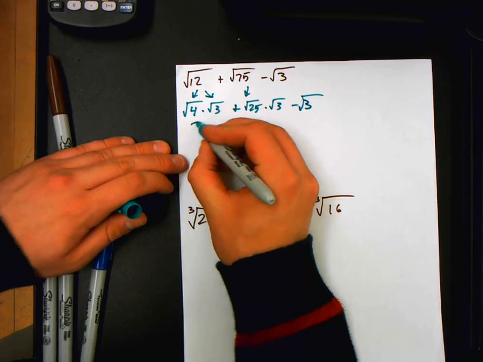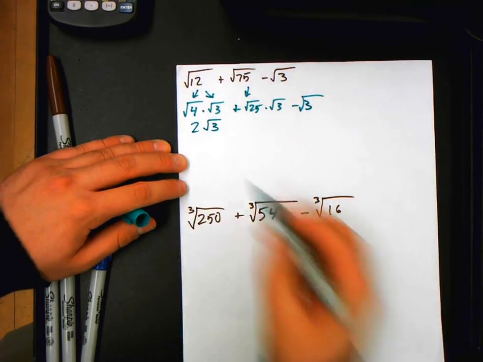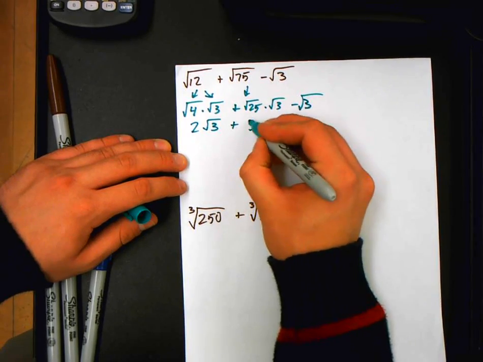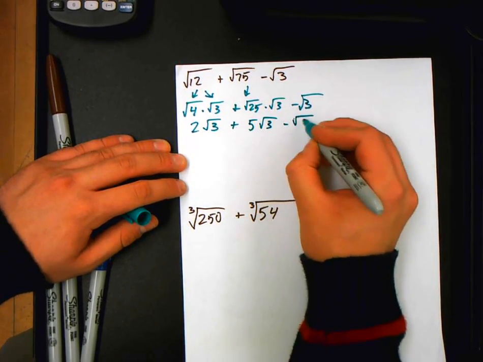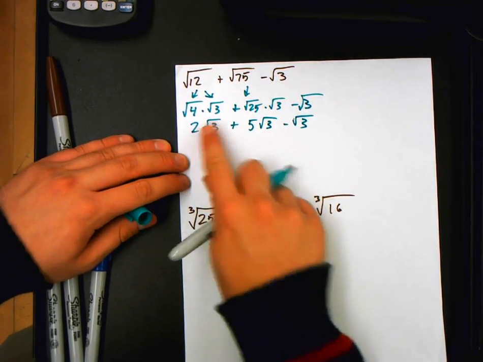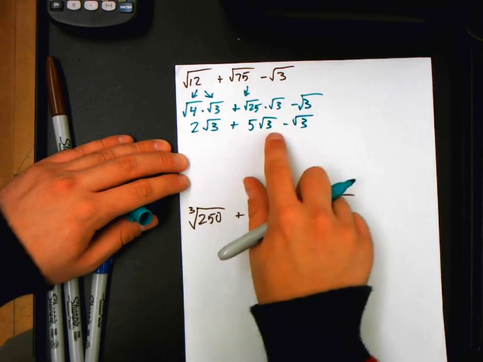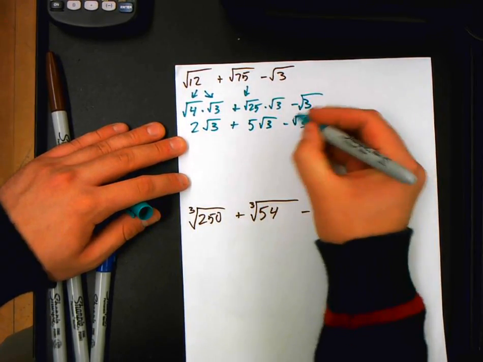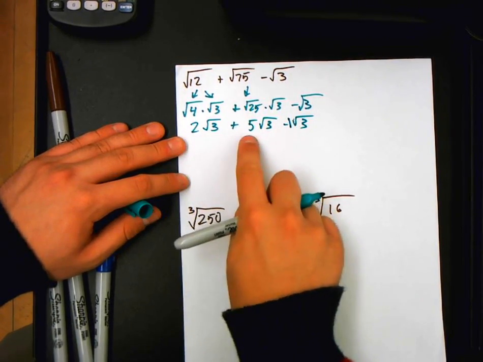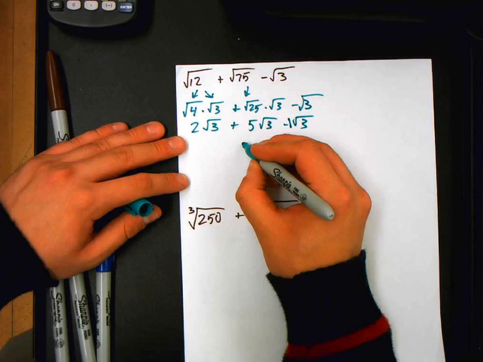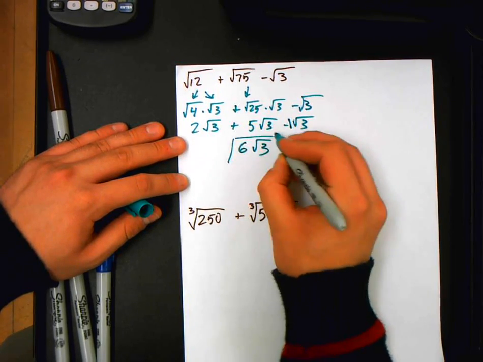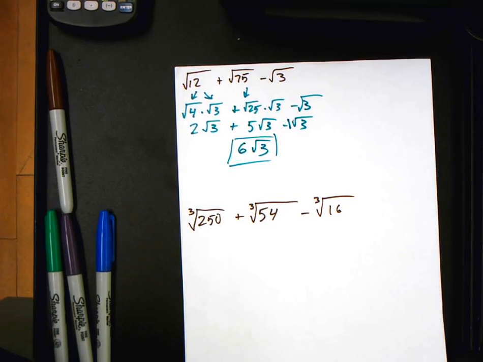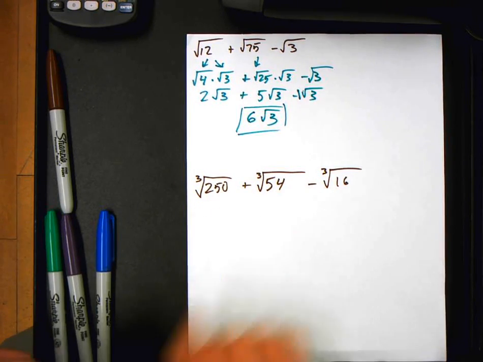The square root of 4 reduces to 2, and I keep my radical 3 the same, and my square root of 25 reduces to 5. Since I have equal indexes on all of my radicals and the same radicands of 3, I can combine them to get 2 plus 5 minus 1. 2 plus 5 is 7, minus 1 is 6. So we have an answer of 6 square root of 3. This is the most simplified answer to the expression square root of 12 plus square root of 75 minus square root of 3. Same exact thing down here with the cube root of 250.